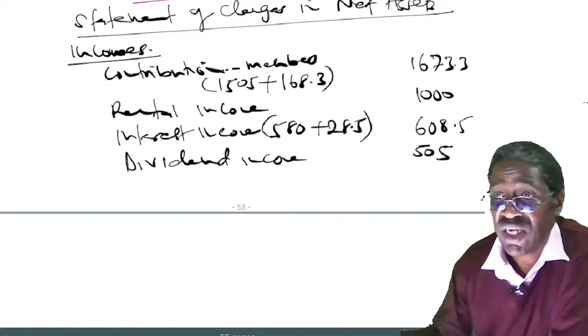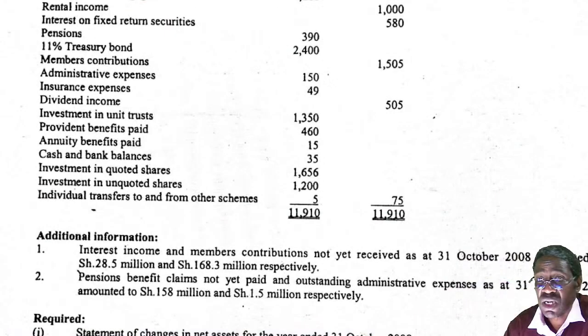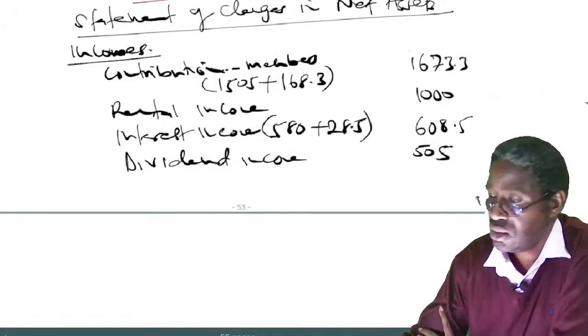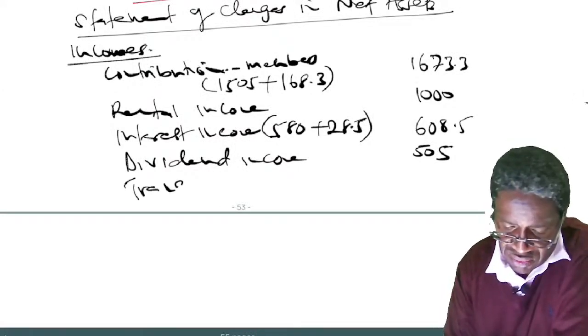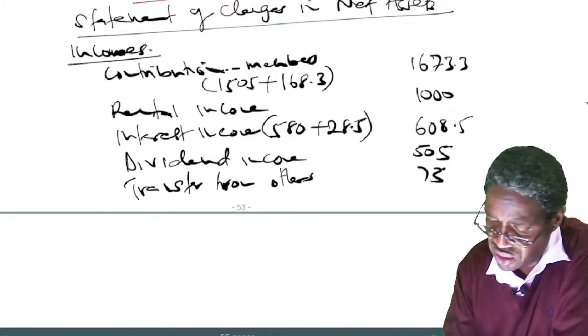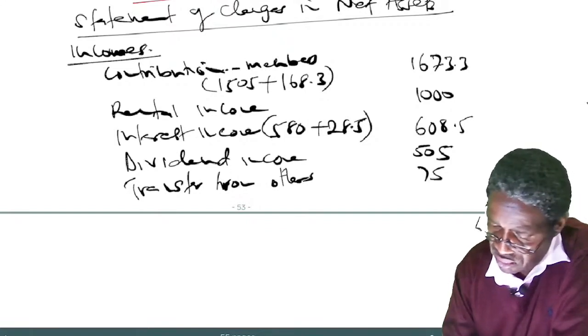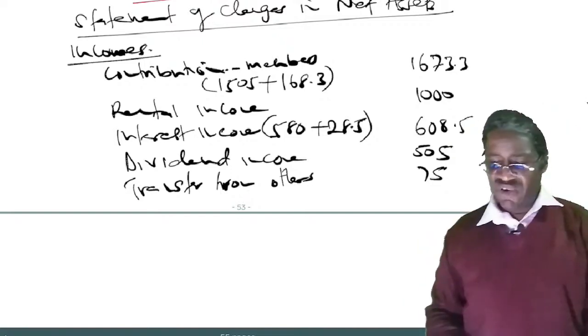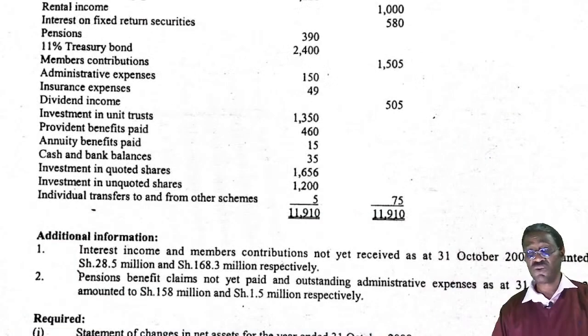We go back, find out any other source of income. I'm looking at the credit column, and the last one I can see there is 75. That's what they are calling transfers to and from other schemes. So our fund received another 75 from other schemes. Bring it. Come and see your transfers from other schemes, 75. Good. I don't think I've left out any other source of income. From the trial balance I'm through, and from the additional information, it's only note one that affected incomes, and we have dealt with those two from note number one.